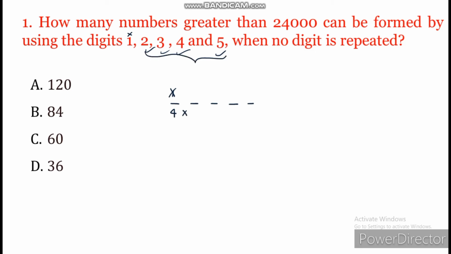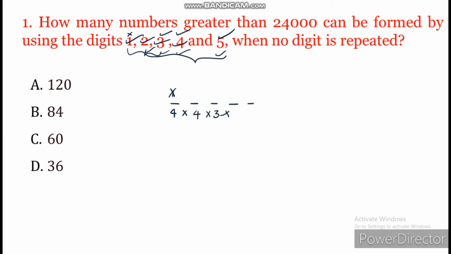It means I have 4 options to fill this place. Out of these 4, let's say I have filled one number, let's say I have filled 5. How many numbers are you left with? 1, 2, 3, 4. It means to fill this again I have 4 options. Now let's say I have filled one more digit. How many are you left with? 3 options. I'll write 3.